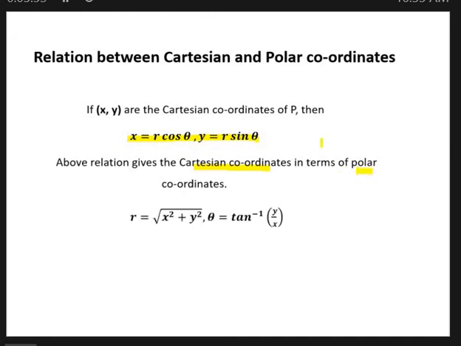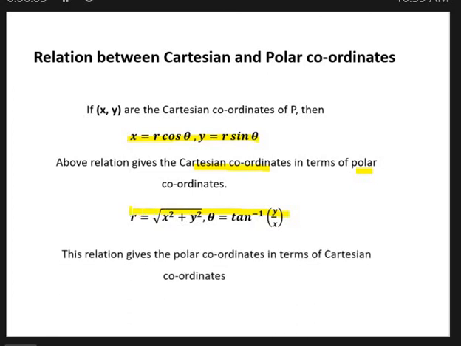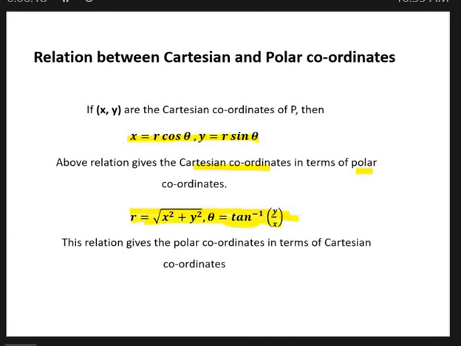Then r is equal to root of x square plus y square and theta is equal to tan inverse of y by x. This gives the relation between the polar coordinates in terms of Cartesian coordinates. These relations we get by squaring x is equal to r cos theta and y is equal to r sin theta and adding. We get x square plus y square is equal to r square cos square theta plus r square sin square theta. By taking the square root, we get r is equal to root of x square plus y square. Then to get theta, divide y by x.